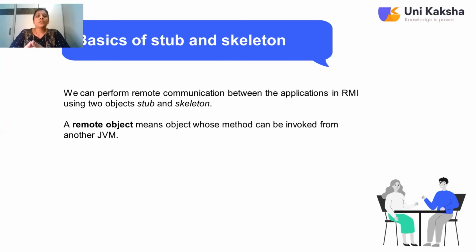This remote communication can be performed by using a network, and when we are performing the remote communication between the applications in RMI, we use these two objects. So what exactly is the meaning of a remote object? A remote object is nothing but an object whose method can be invoked from another JVM, from another machine.